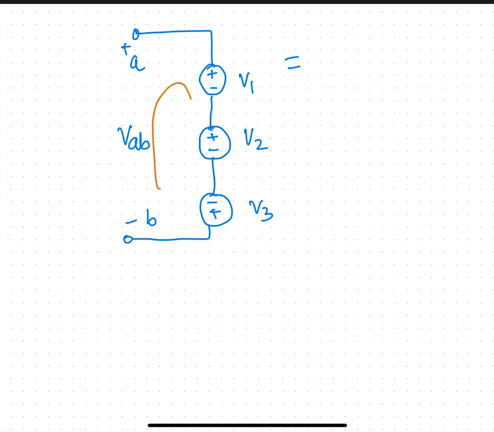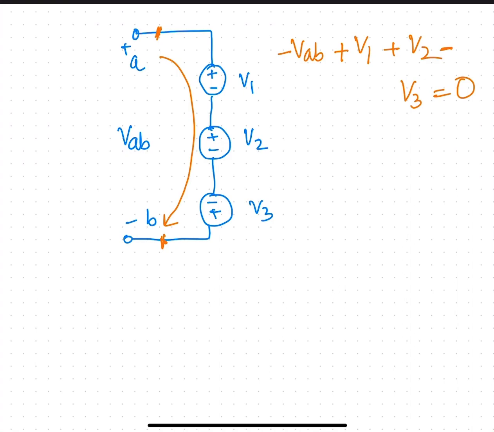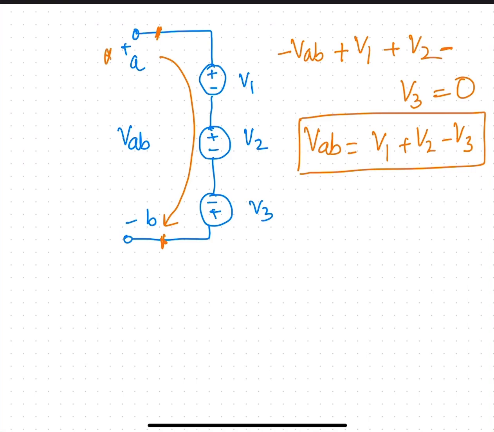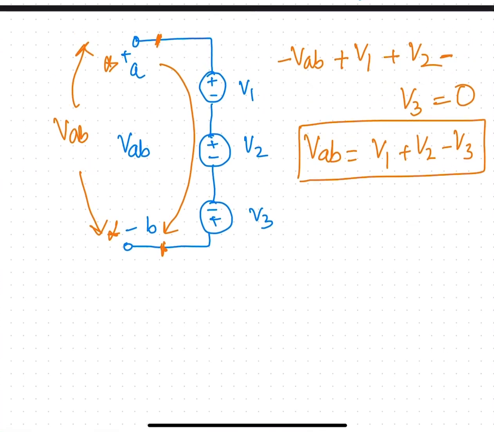So let's say I'm going around in the loop like this. Even though this is not a loop, I can think of this as a loop, and I can find out the voltages between this point and this point, and I can go around this part, and I can say that minus VAB, since this is a voltage rise for me, VAB plus V1 plus V2 minus V3 is equal to 0, right? So then if I rearrange the terms, I can say VAB is equal to V1 plus V2 minus V3. So this is the voltage between the points A and B, VAB. Okay, so this is the simple illustration of Kirchhoff's voltage law.